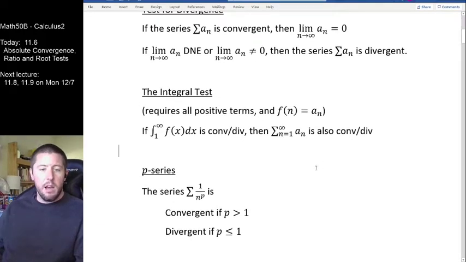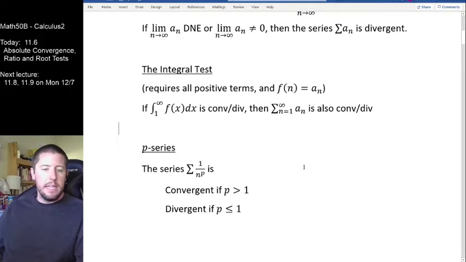The next thing that we saw from this was the idea of p-series. This was related to our idea of looking at the harmonic series and our ability to judge this with the integral test.